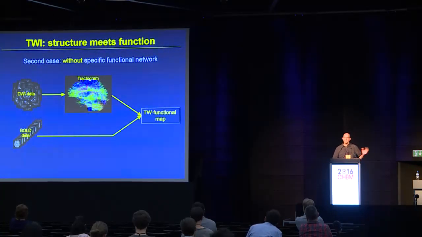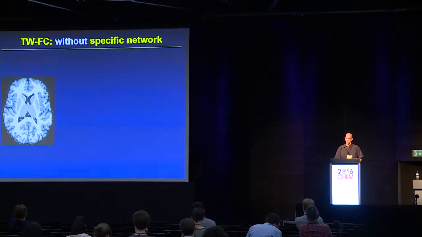So that covers the first part of the track-weighted functional connectivity, where you have to pre-specify the network that you want to focus on. The second case I'm going to show you is when you can do it more generally. You're going to look at the whole brain without having to look at a specific network.